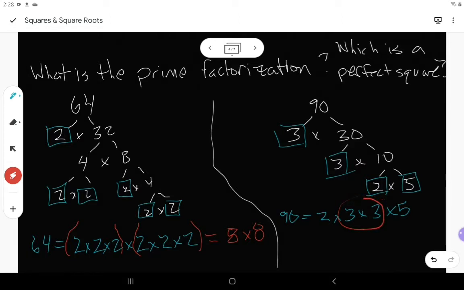So only one group could get a 2. I have 2 3's, so that's good. Each group could have a 3. But they can't share that same 2. I would need 2 2's for it to work, and I would need 2 5's for it to work. So this one, 90, is not a perfect square because I cannot split its prime factors into 2 equal groups. 64 is a perfect square because I can split its prime factors into 2 equal groups.